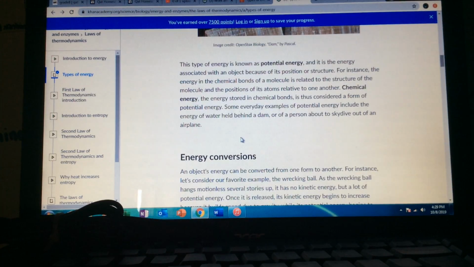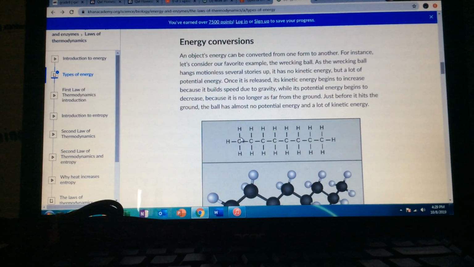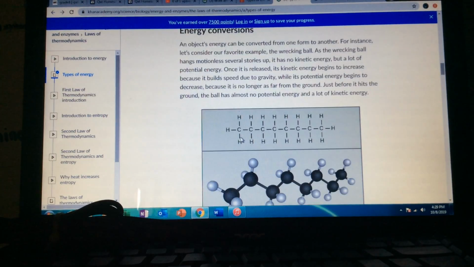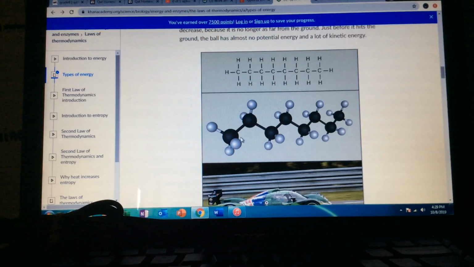So we also have energy conversions. An object's energy can be converted from one form to another. For instance, let's consider our favorite example, the wrecking ball. As the wrecking ball hangs motionless several stories up, it has no kinetic energy, but a lot of potential energy. Once it is released, its kinetic energy begins to increase because it builds speed due to gravity, while its potential energy begins to decrease because it is no longer as far from the ground. Just before it hits the ground, the ball has almost no potential energy and a lot of kinetic energy.